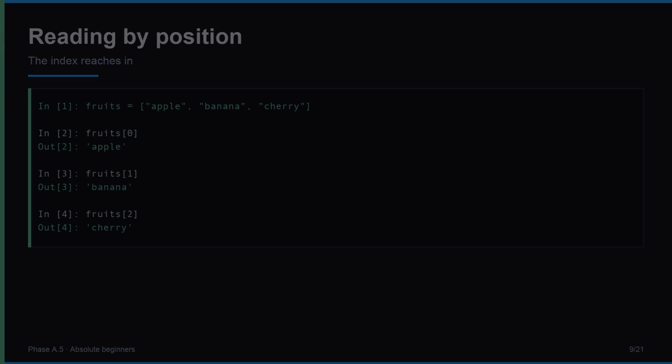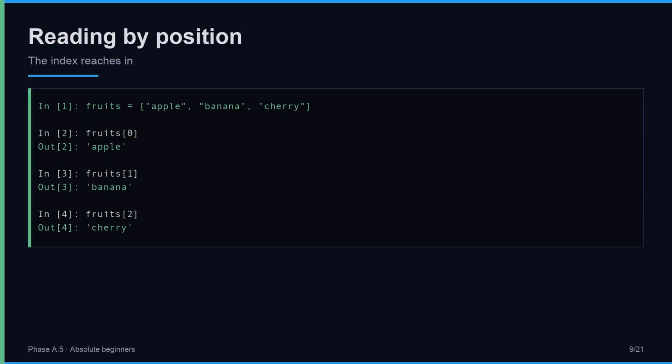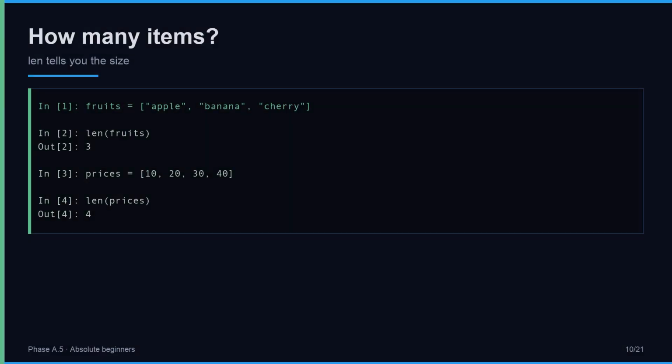Order is yours. You read a single item by its position. Type the list name, then square brackets with the position number. Fruit square brackets 0 gives apple. Fruit square brackets 1 gives banana. Fruit square brackets 2 gives cherry. The number inside the brackets is called the index. 0 gives the first item. 1 gives the second. 2 gives the third. The index is how you reach into a list and pull out exactly one value at a known position. Index reaches in.